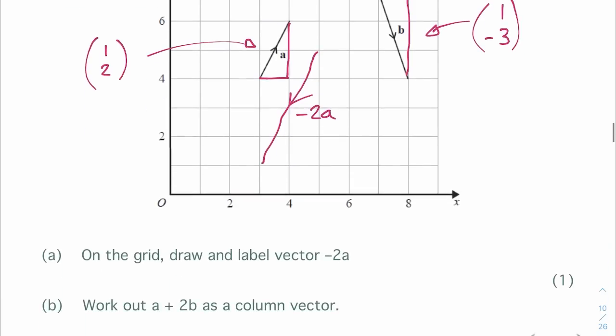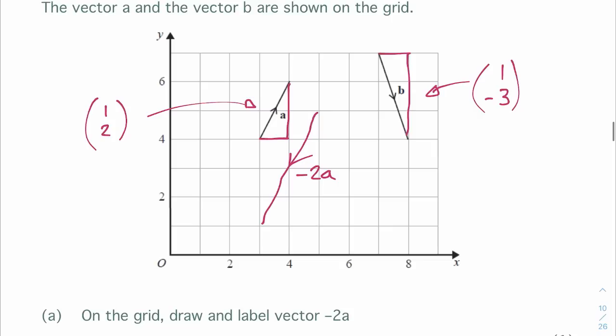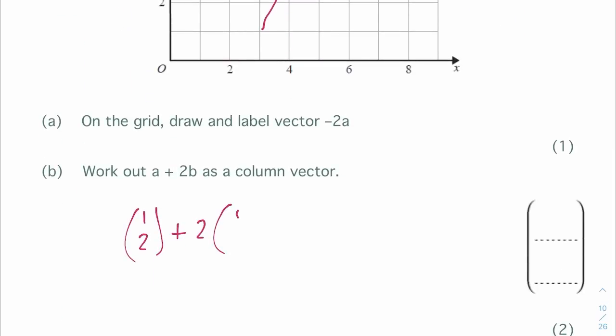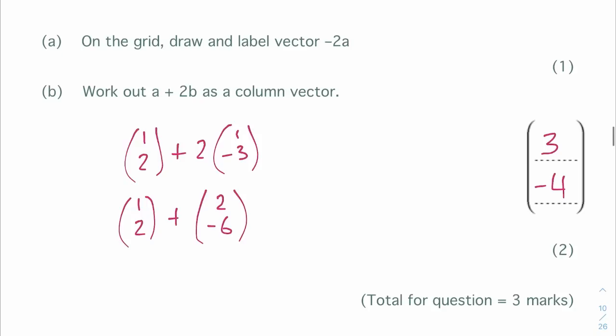So if I want to do A plus 2B, well, A was (1, 2), and I want to add to that 2 lots of B, and B was (1, minus 3). So before we add these together, I just want to double that second one. So it's going to be (1, 2) add, and if we double those numbers, (2, minus 6). Now adding those together on the top, 1 add 2 is 3, and 2 and minus 6 is minus 4. So the total vector there would be (3, minus 4). And there we go, there is our final answer looking at some column vectors.